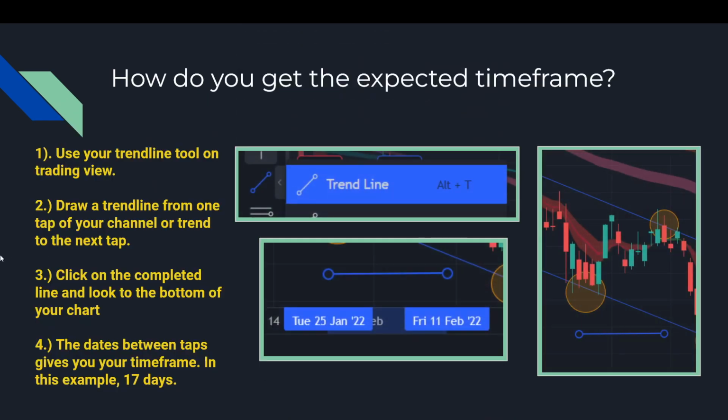So for that time frame that I mentioned in the previous slide, to get that, you want to use your trend line tool. It's on the top left of TradingView. You draw that trend line between the two data points here, the bounce off the bottom trend and a rejection off the top trend. Then click on the completed trend line, and you should see at the bottom of your chart that it will disclose what dates the trend line goes to. So in this case, it was 17 days.